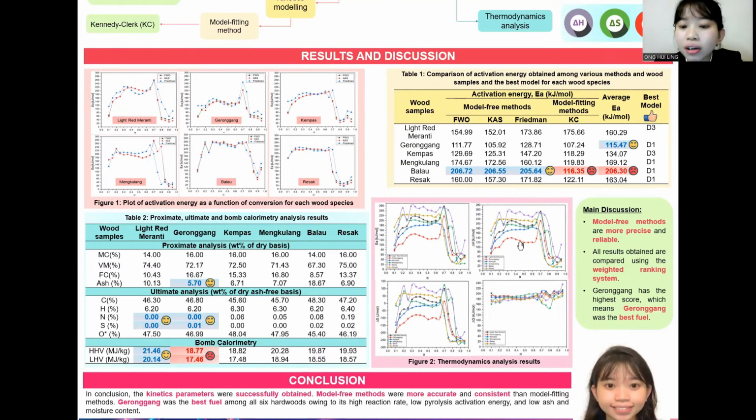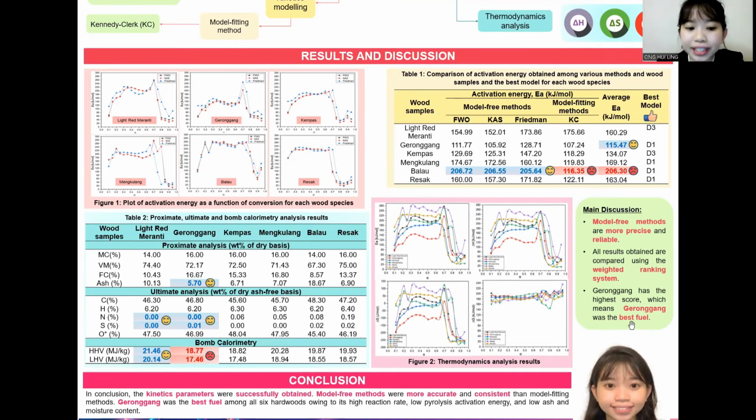The delta H for Kelongkang was the lowest, which means Kelongkang required the lowest energy to decompose, which agree with the activation energy result. The delta G value were positive, indicating that the reactions was non-spontaneous. Small delta G difference are observed between various wood and between various conversions, which implies that the favorability of reactions remain the same. Lastly, all results obtained are compared to identify the best field using a weighted ranking system. Kelongkang has the highest mark, which means Kelongkang was the best field.